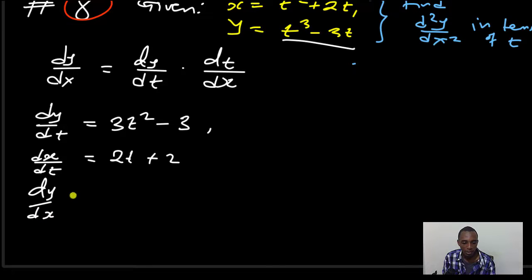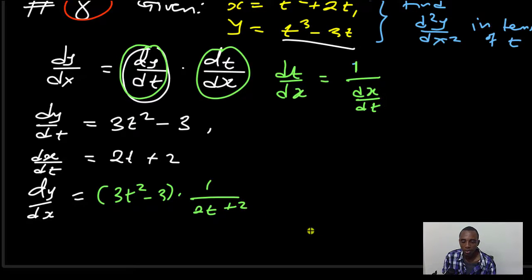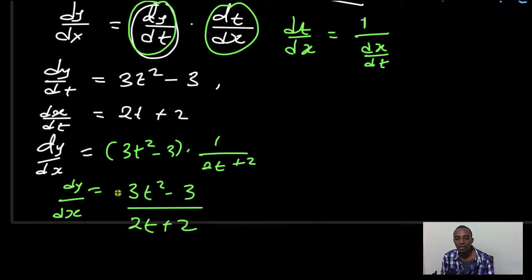So dy dx equals, to put this together, so we have dy dt, which is 3t squared minus 3, times dt dx, and we know that dt dx is the same as 1 over dx dt, which is 2t plus 2. Okay, nice. So this can be simplified, of course. I will not pull out the 3 and 2 because I still have to go ahead and find the second derivative. So I'll just keep this like that. This is going to be 2t plus 2, and that's dy dx. Alright, so this is the first derivative.